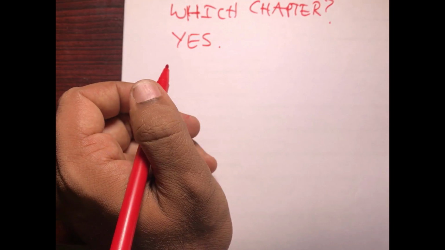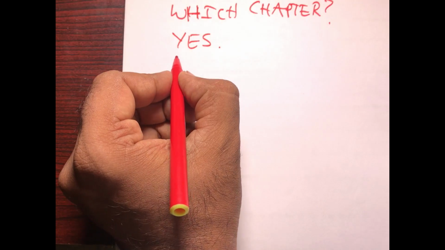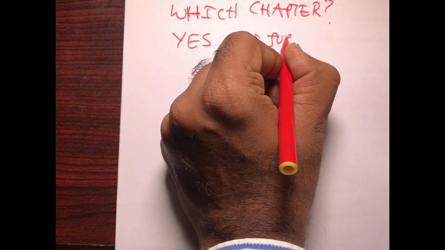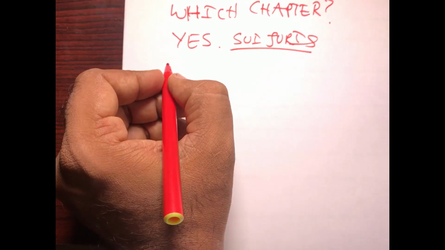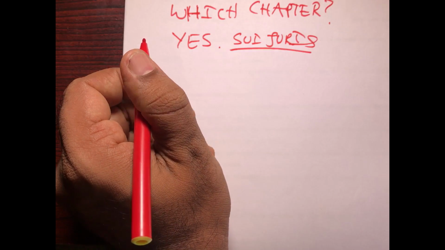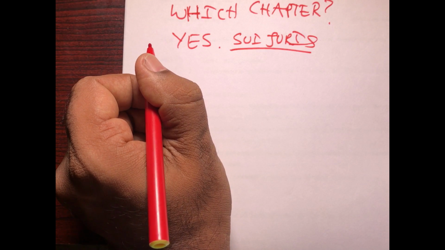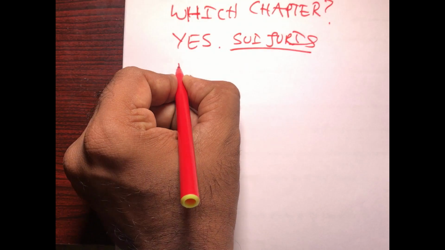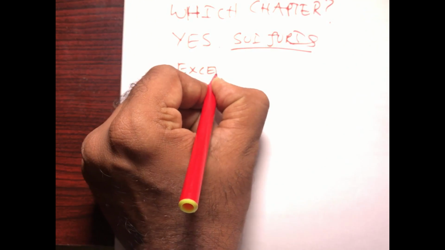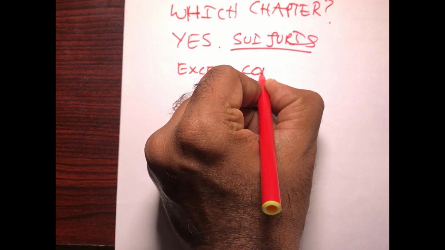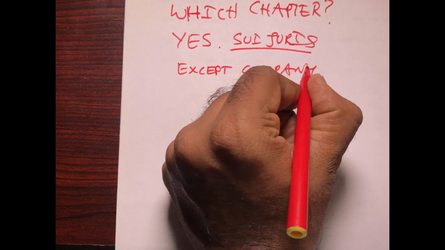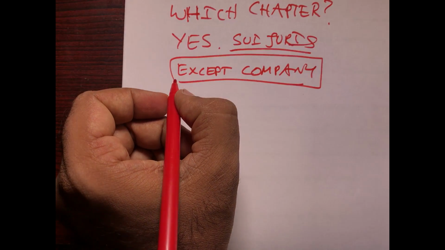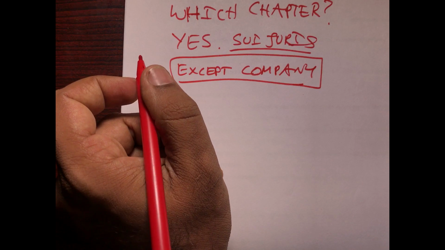Why is it possible? Yeah, you have studied, right? There is one concept called sui juris. What is that concept? Do you remember? That means a person competent to contract can become a member in a company except the company itself. Except the company itself. So here, since LLP is not the company itself, obviously it can become a member.